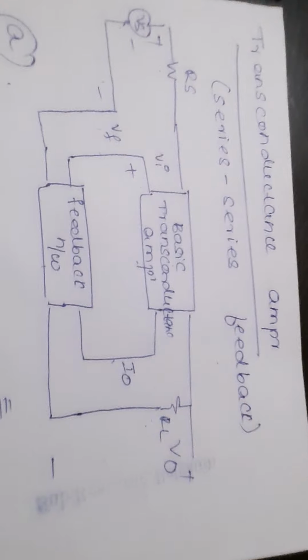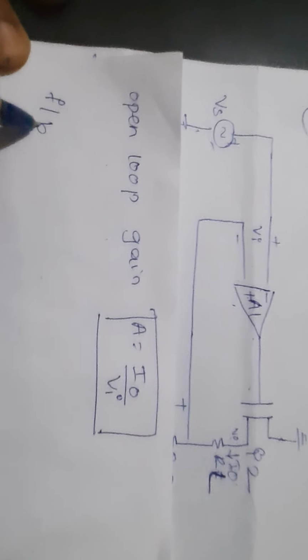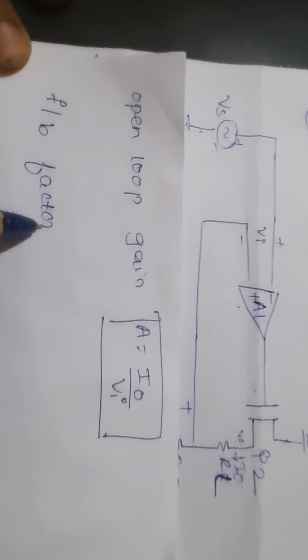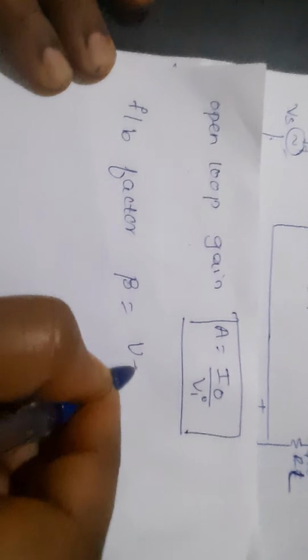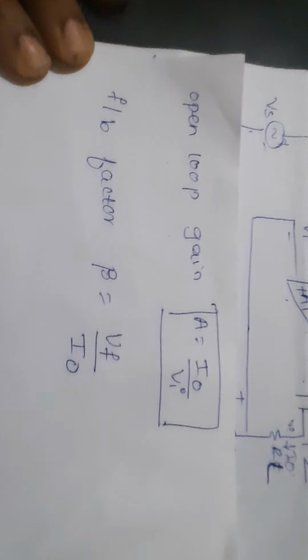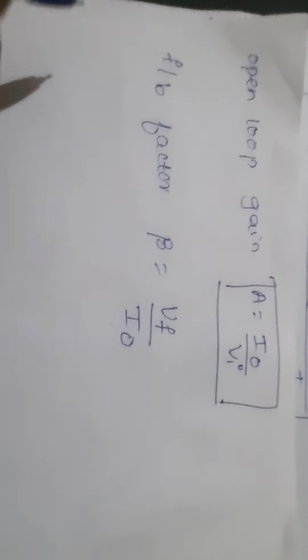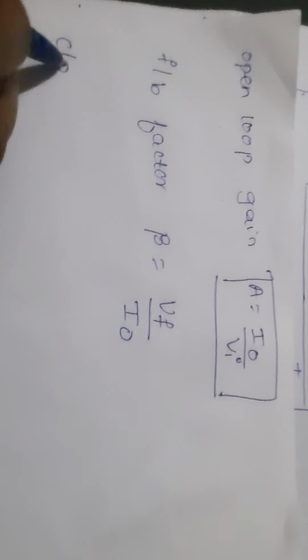The next formula is the feedback factor. Beta is equal to Vf upon I0. Feedback factor is given by Vf upon I0. Next is closed loop gain.